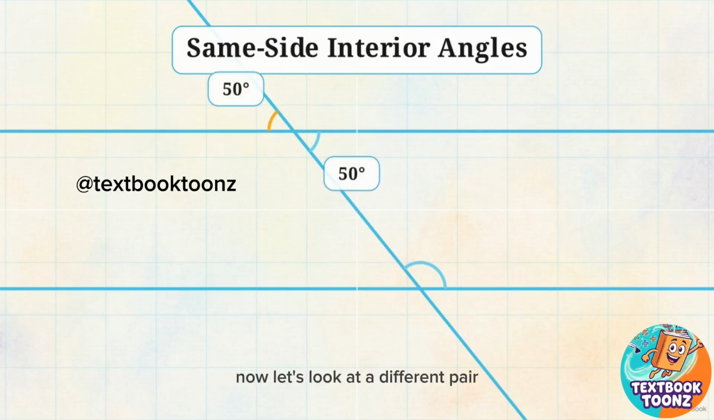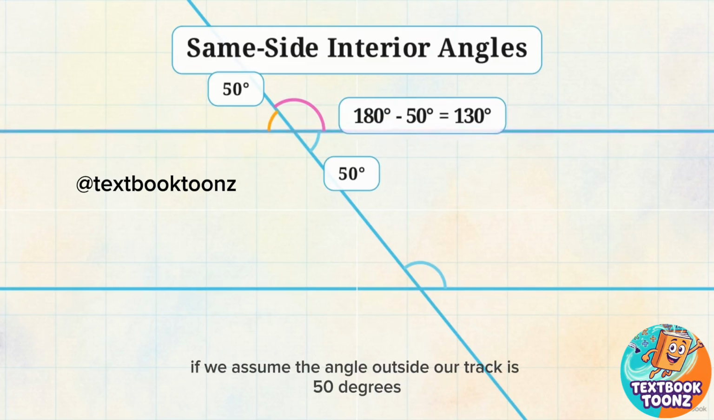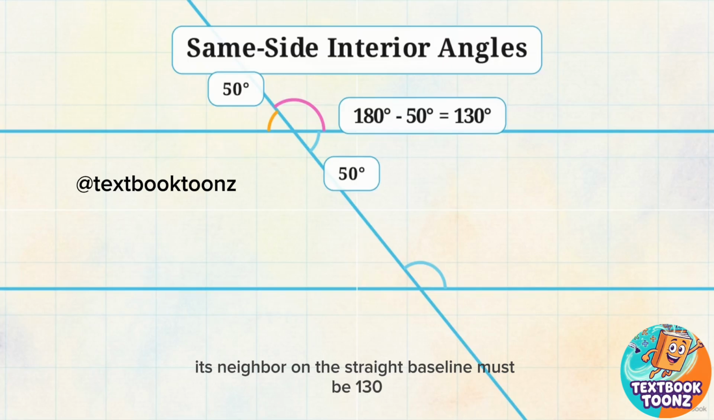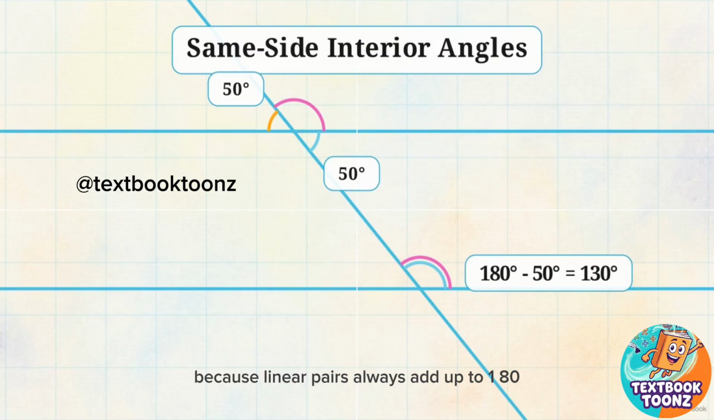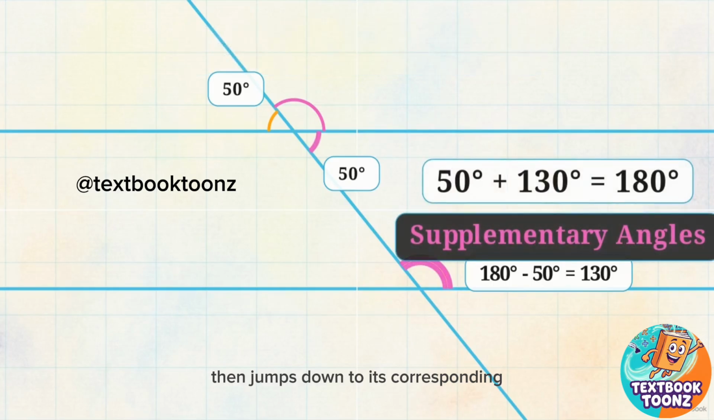Now let's look at a different pair. These interior angles are on the same side of the transversal wall. While they might look similar at a glance, the math tells a different story. If we assume the angle outside our track is 50 degrees, its neighbor on the straight baseline must be 130, because linear pairs always add up to 180. That 130-degree angle then jumps down to its corresponding spot on the lower parallel line.